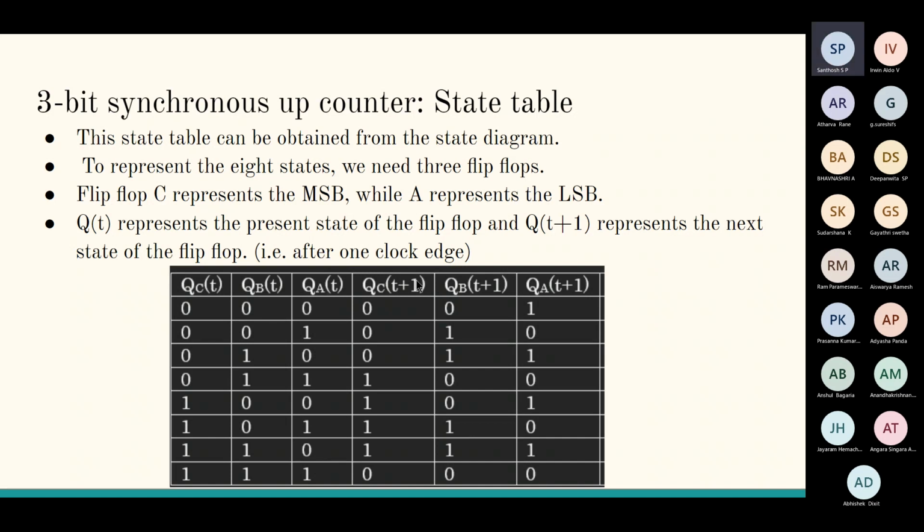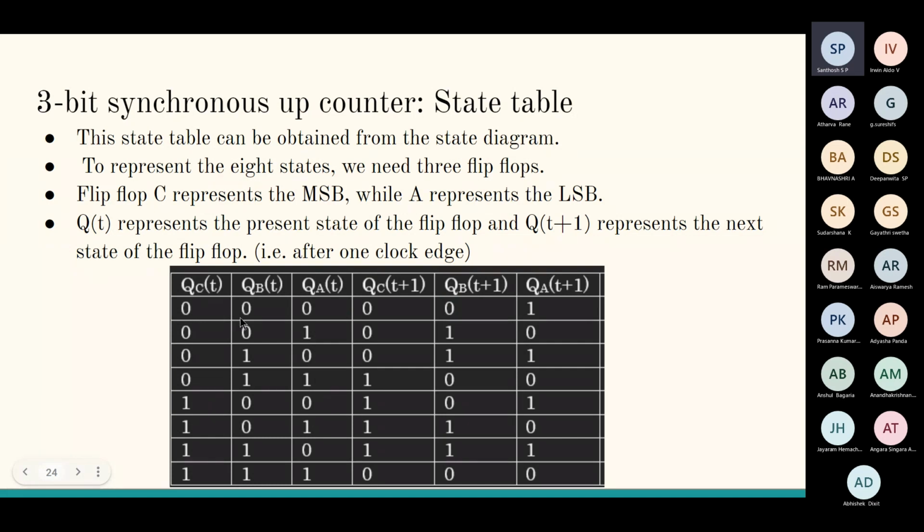This column represents the next state of flip-flop C. This column represents the next state of the flip-flop B. And this final column represents the next state of flip-flop A. So as you can see, the first 3 columns represent the present states of the system, and the next 3 columns represent the next states of the system, I mean after one clock edge. So we can derive this directly from the state diagram.